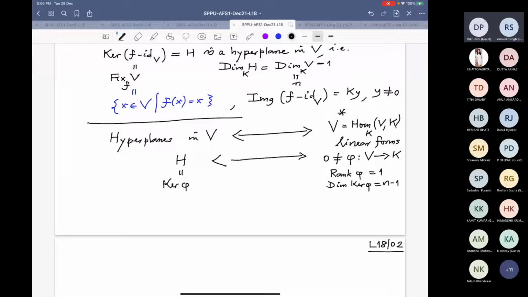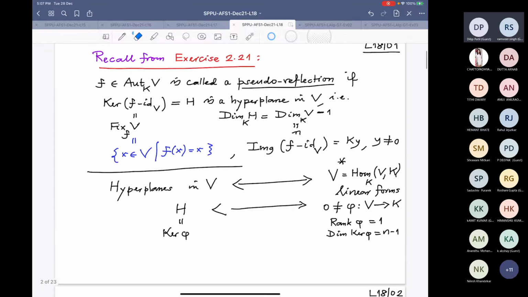And this y is not unique. There are many elements which generate the image. But what is that y in terms of this phi? Phi is a linear form. So phi of y goes to 1, and that's all. I will write it more precisely when I need it. Now I want to describe all these pseudo reflections with this property where the hyperplane is fixed.